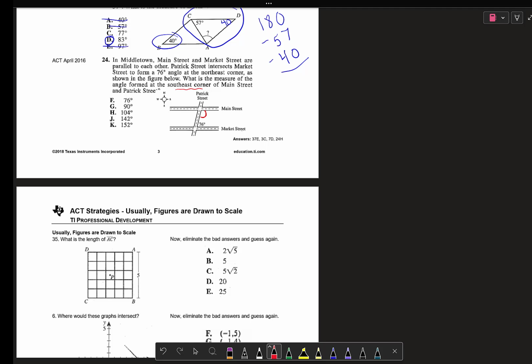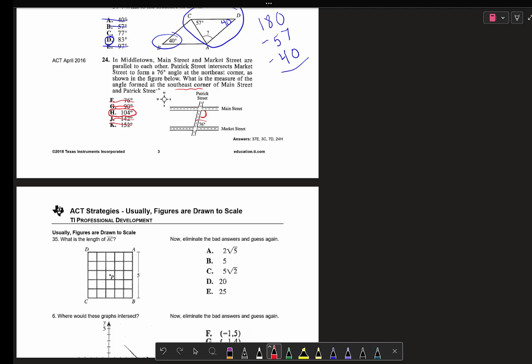And we guessed that this was 104, I think is what we narrowed this down to, because it looks like it's just barely bigger than 90 degrees. And it is. 104 is the correct answer, because Main Street and Market Street are parallel.